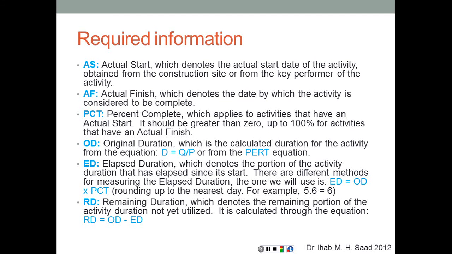And we're also going to round to the nearest day, basically, or the nearest time increment. So if we get, for example, 5.1 or 5.6 or 5.9, all of these are going to be rounded up to 6 days. And finally, the remaining duration.